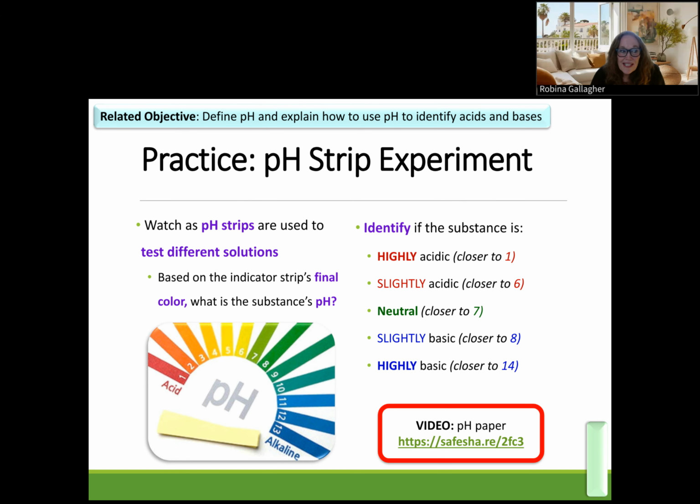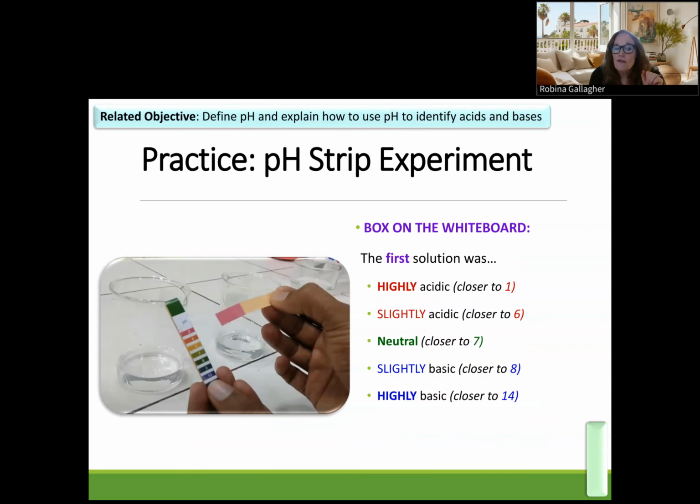Okay, so you can see using pH strips is pretty easy. You just take the strip of paper, dip it in your solution for a couple seconds, pull it out, and then you have a key that you match it up with. Well, let's talk about the first solution. The first solution that he made was highly acidic. It was much closer to a pH of 1, because you can see it was kind of pink.